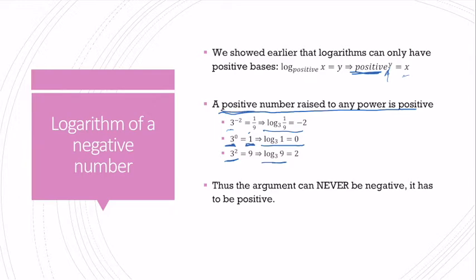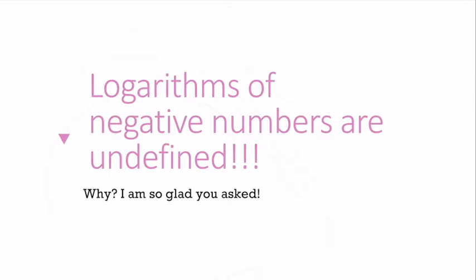Because a positive number raised to any power is positive, and our bases of logarithms can only be positive, therefore our argument can never be negative. It has to be positive. So I can't take the logarithm of a negative number. Logarithms of negative numbers are undefined.